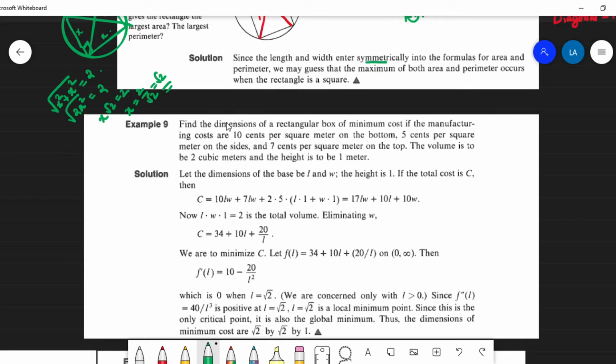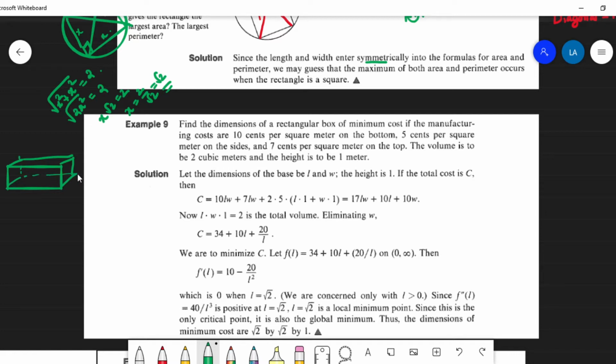Example 9. The question given is: find the dimensions of a rectangular box of minimum cost. The manufacturing costs are 10 cents per square meter at the bottom, 5 cents per square meter on the sides, and 7 cents per square meter on the top. So you are given a rectangular box.